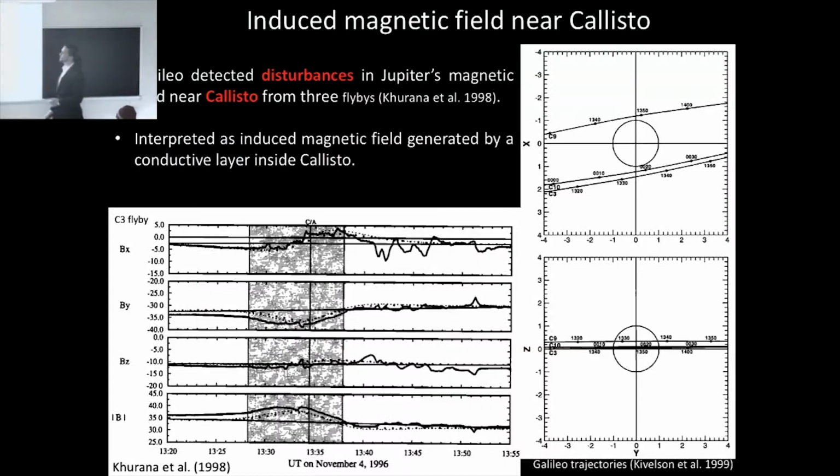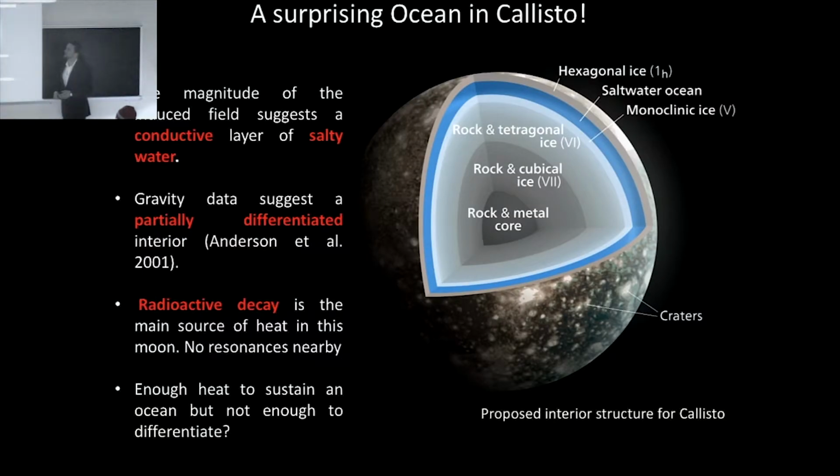The same was applied for Callisto, and the same disturbances were found in Callisto. This led to the same conclusion, that Callisto has an internal ocean. However, gravity data, as Galileo was flying by Callisto, detected the gravity signature of the satellite. From there, you can also draw conclusions on the interior of the moon. Even though Callisto has an ocean, the interior is not completely differentiated. It's really more a mix of rock, ice, and metal.